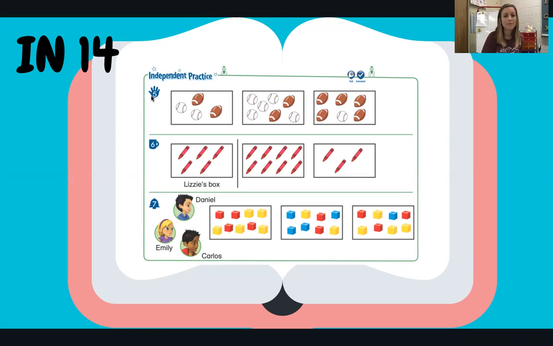Number 6 with the cup says this: Lizzie has a box of crayons. Lane has less crayons in her box. Draw an X on Lane's box. So this one right here is Lizzie's box. You need to figure out which one of these has less, and then draw an X on it.